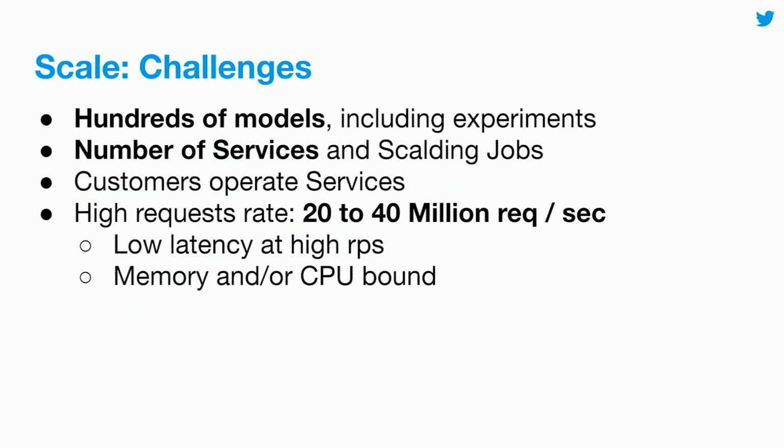Scale. There are a number of different dimensions of scale challenges that we have. One of them is the number of machine learning models we have at Twitter, including experimental ones. They are in the hundreds. And these models are not all the same or similar. If you just look at the size of the model, it could be anywhere from a few megabytes or a few hundred megabytes to a few gigabytes, and they have different model architectures. You have one kind of model for text-based tasks, and others for recommendation systems, and things for media processing and media understanding. They're all very different.